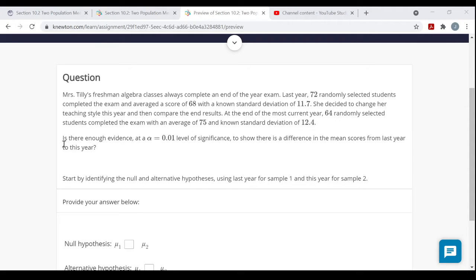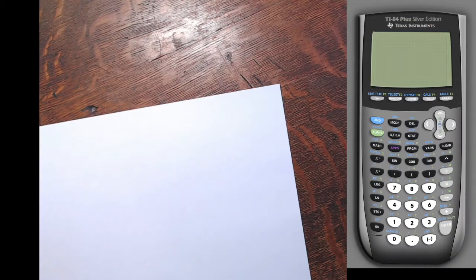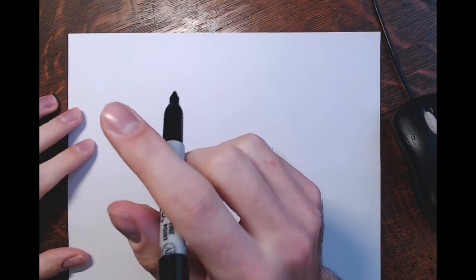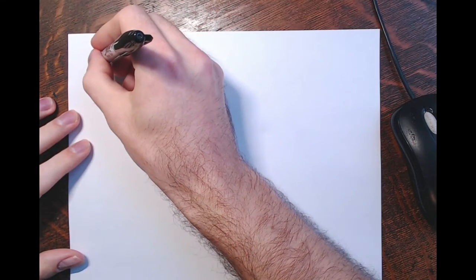Alright, so the question is, is there enough evidence at a 1% significance level, right? Alpha is 0.01, to show that there is a difference in the mean scores from last year to this year. Alright, so I'm going to go to a piece of paper and we'll just start writing out all the steps. Right? All the steps you run through for any hypothesis test. You've seen me do plenty of hypothesis testing by now, hopefully.